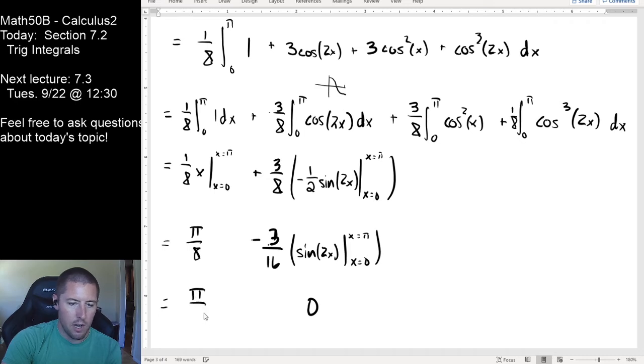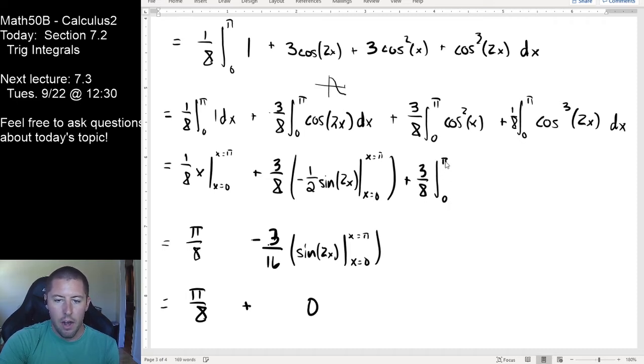So pi eighths is our contribution from the first guy. 0 is our contribution from the second guy right here. So now let's move on to the third one. And now for this guy, we're getting a plus 3/8. But I'm thinking to myself, this might actually be better now. I know a way to rewrite this not as a squared cosine term.